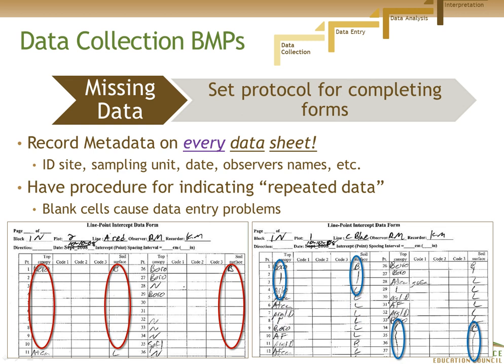So for example, if you use a vertical line, in this case the vertical line indicates that on the first point of the transect BORO was observed, and the same is true for the second and the third, but then when we get to the fourth observation, there's a new species involved. So using a vertical line to indicate repeated data is important because then we know that it's not missing data because of a blank cell.